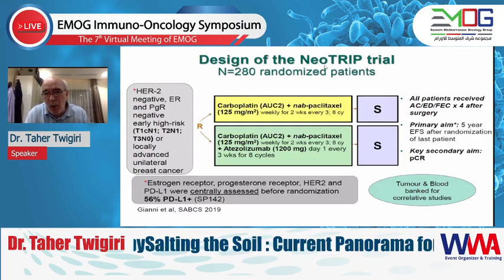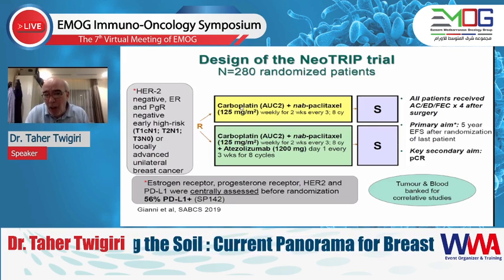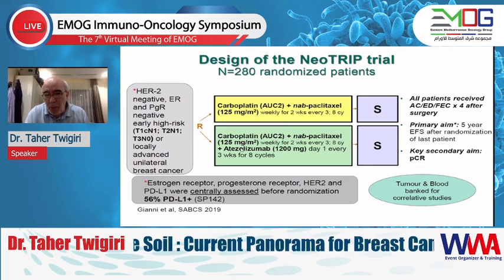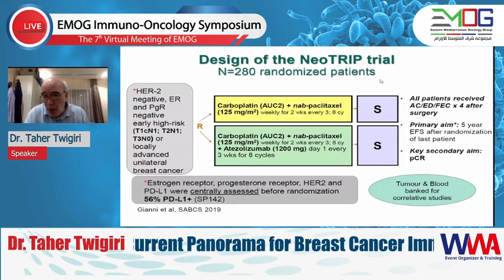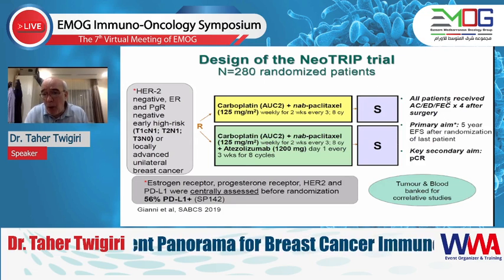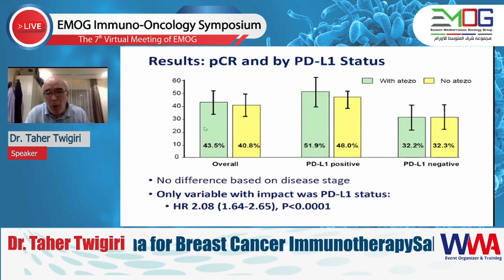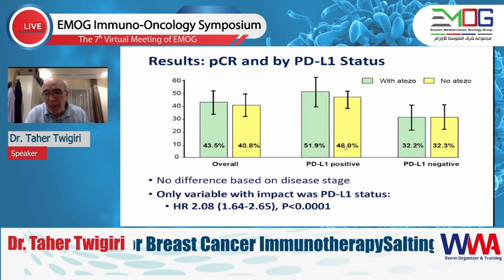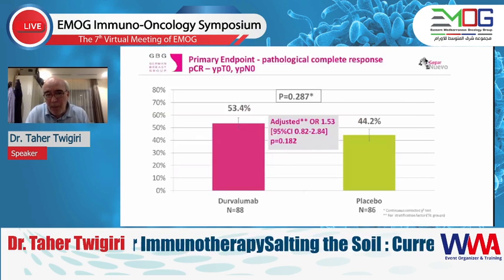This is the design of the new trial. Again, you see here nab-paclitaxel, again 125, carbo 2, and then carbo and Atezo plus nab, the same issue. After the surgery, when they finished this, they gave all the patients anthracycline-based therapy, and the primary endpoint again is the same thing. As you can see here, overall it is not impressive, but for the PD-L1 positive, the difference is about 3%, which is very interesting. The PD-L1 negative is almost the same.